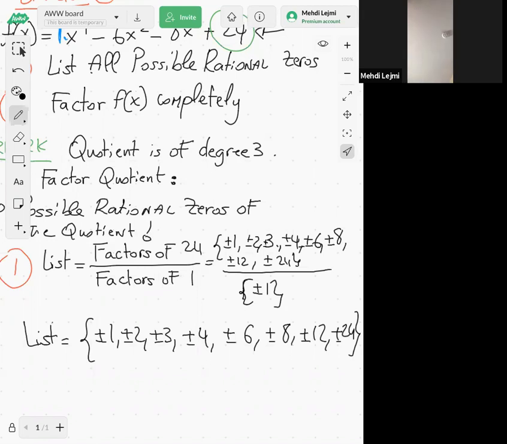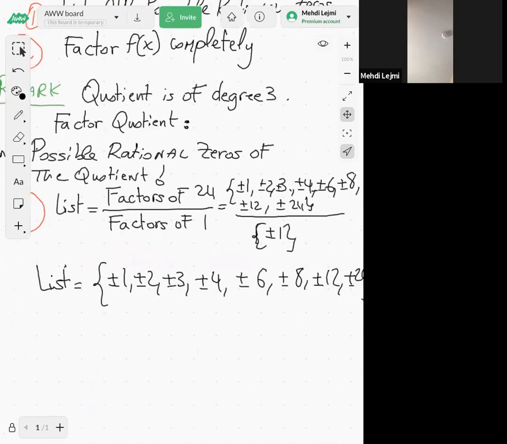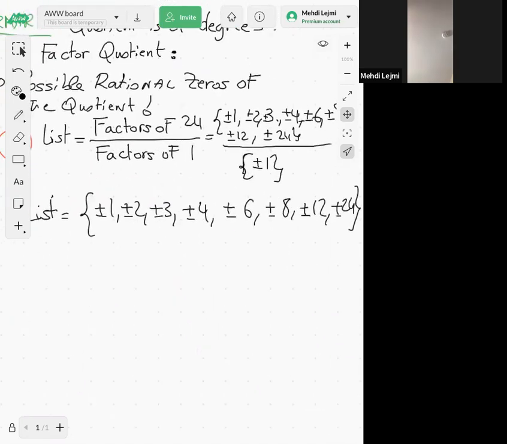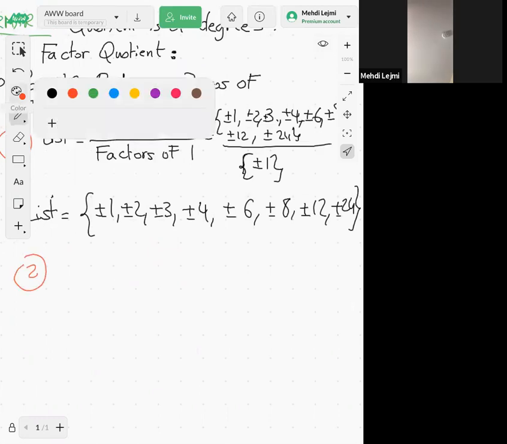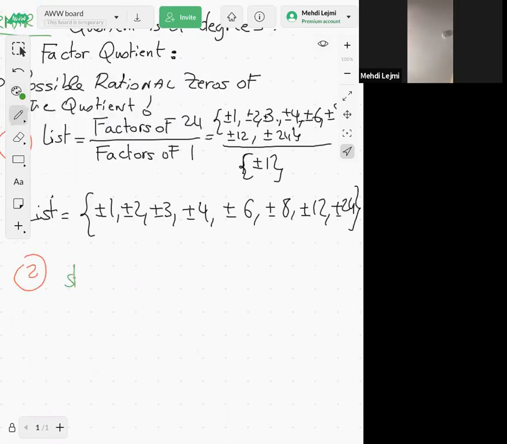Now, what's really important is question number 2. You want to factor f of x completely, right? So for 2, we said first we have to try the numbers in the list.